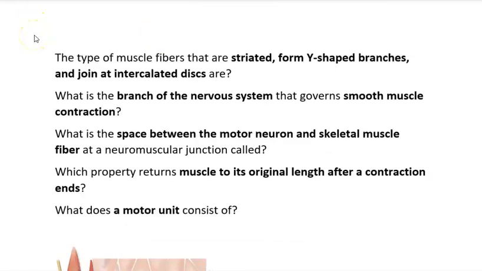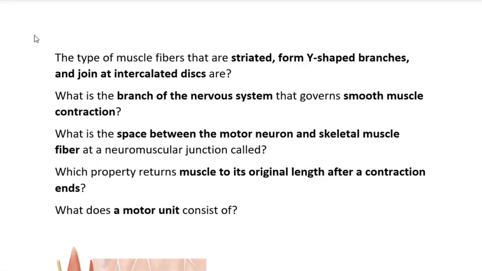Okay, the type of muscle fibers that are striated, so right there we know it's not smooth muscle, form Y-shaped branches and join at intercalated discs. This is going to be cardiac muscle, and you've got to know these characteristics of cardiac muscle. It's going to come up again and again and again, so go ahead and learn it.